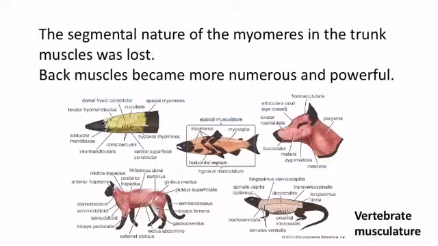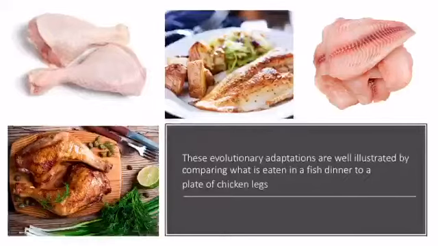The segmental nature of the myomers in the trunk muscles was lost. Back muscles became more numerous and powerful. These evolutionary adaptations are well illustrated by comparing what is eaten in a fish dinner to a plate of chicken legs.